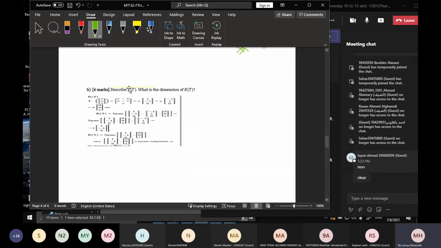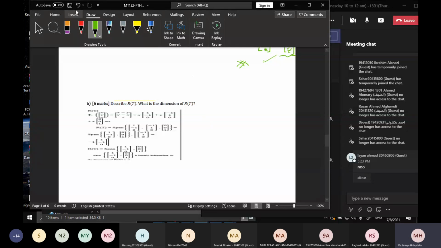Describe R of T. What is the meaning of R of T? What does he mean by R of T? R of T means the range of this transformation. Before, we had the transformations, correct? The range and the null space. So how do we define the range? We said that if we have a vector space here and a vector space here, and we defined a linear transformation that goes from here to there.